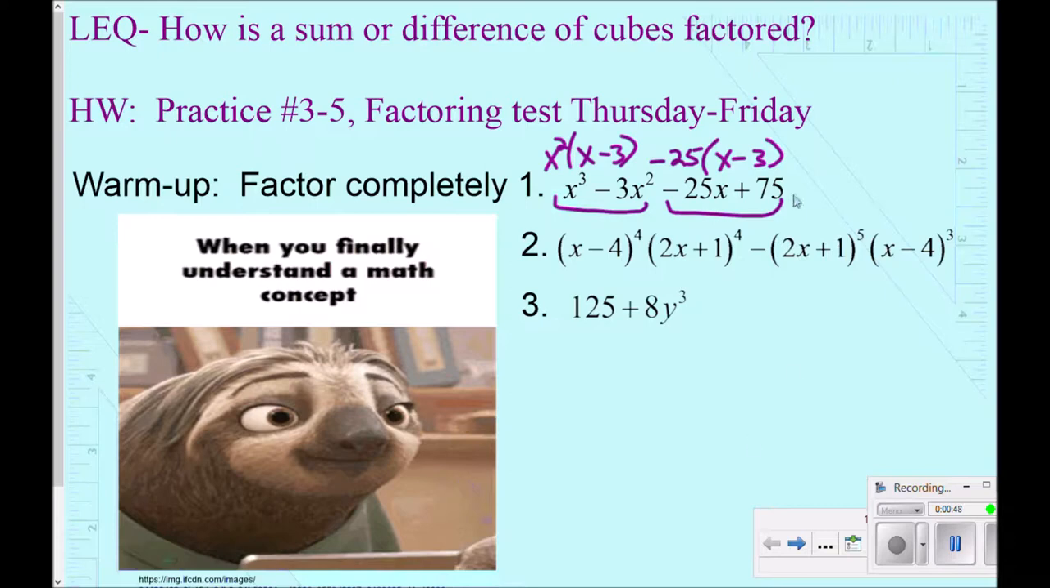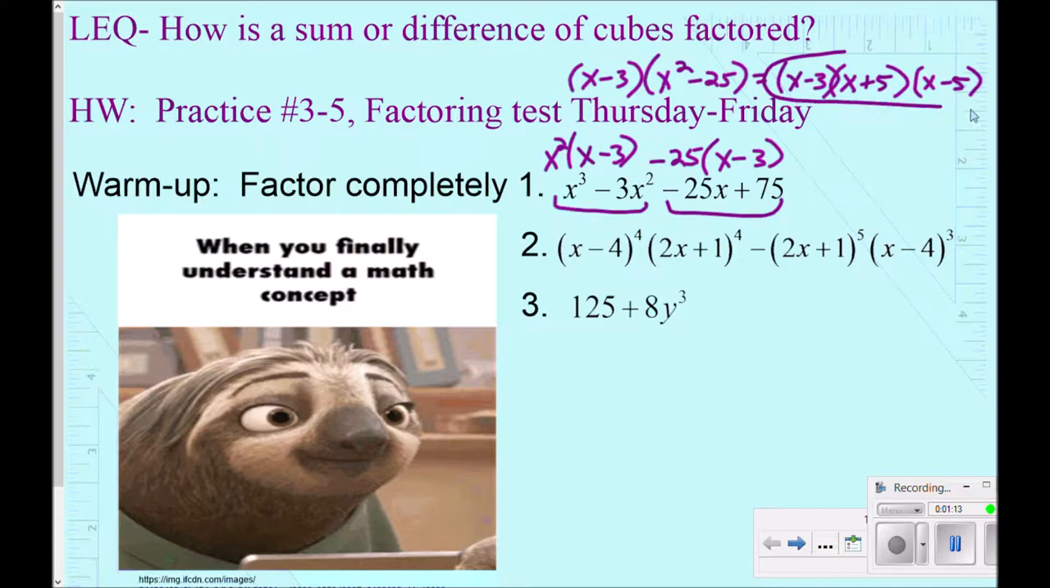So then the GCF there is, I'll just work upwards, I guess, x minus 3. And we're left with x squared minus 25, which factors into x plus 5, x minus 5, and the x minus 3 stays as the GCF. So that is my final answer.